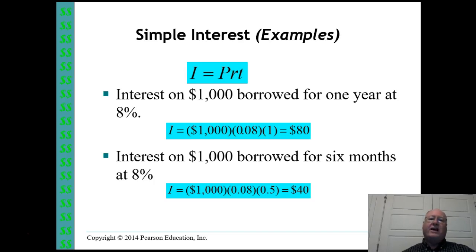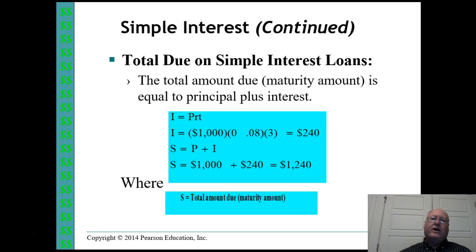So, for example, you take $1,000 and you borrow it for 1 year at 8%. You take the principal of $1,000 times the interest rate of 0.08 for 1 year. That means you're going to pay $80 of interest for 1 year. If it's for 6 months, you multiply it by 6/12, or 0.5, and that is $40.